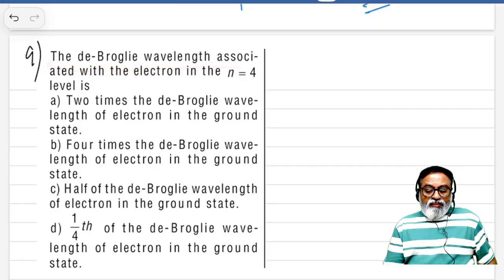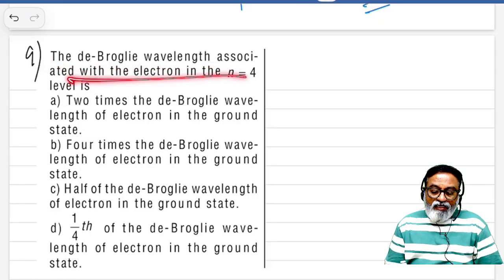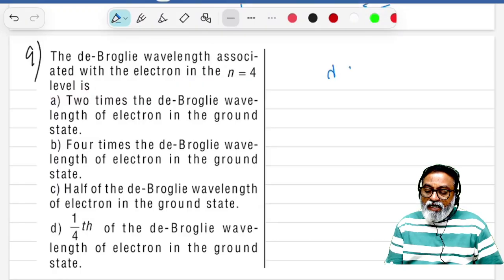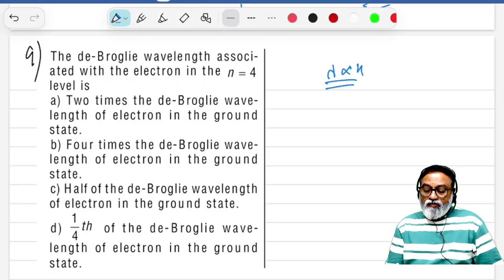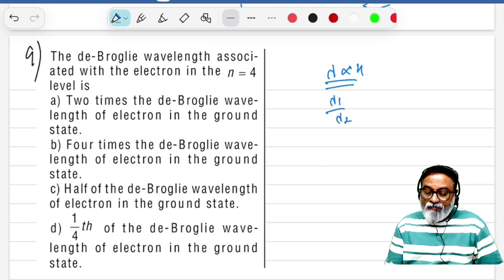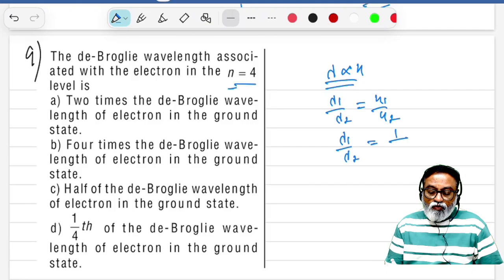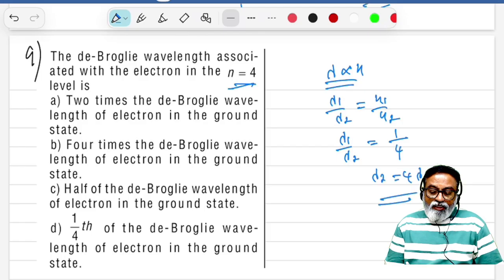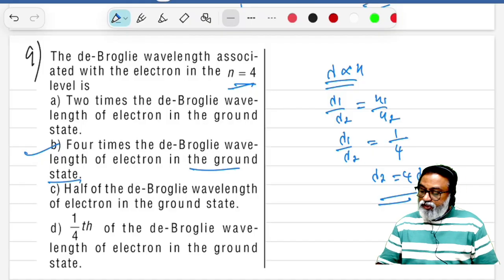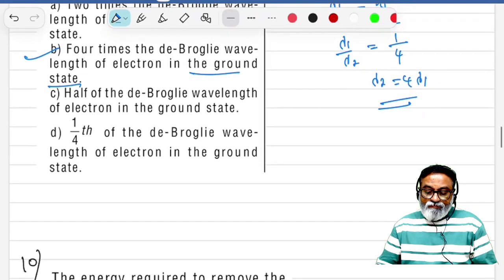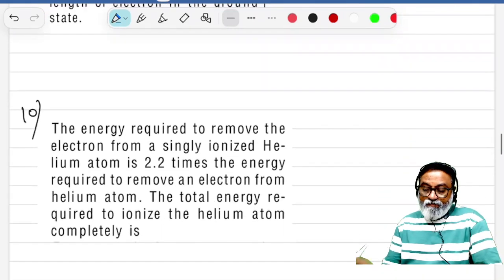The de Broglie wavelength associated with the electron in n is equal to 1 to 4. Therefore, for the de Broglie wavelength, lambda is proportional to n. Therefore, lambda 1 by lambda 2 is equal to n1 by n2. Here, n1 is the ground state and n2 is the fourth energy level, 4. Therefore, lambda 2 is equal to 4 lambda 1. It is 4 times the de Broglie wavelength of the electron in ground state. Option B is correct. Next one.